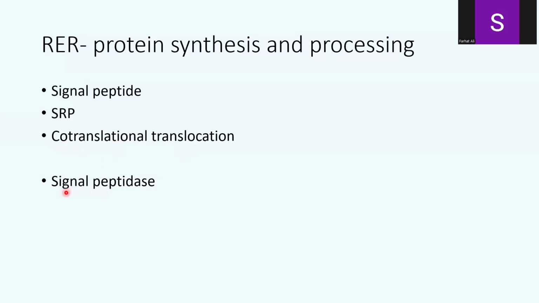In most cases, when a protein has been synthesized, the signal peptide is no longer needed because the protein has been identified to go to a certain destination. Hence, an enzyme present in the endoplasmic reticulum called signal peptidase will remove the signal peptide, and therefore the protein will be transferred from the endoplasmic reticulum to the Golgi and then go to its destination.